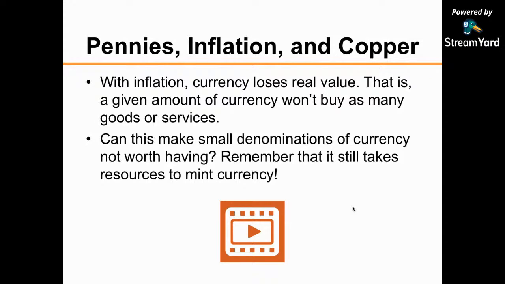And the question that they ask here, which is a question a lot of economists ask, and it's talked about in a lot of economics textbooks, in Freakonomics, the podcast, in a lot of different economics books, is should we make small denominations of currency go away? Are these small denominations of currency not worth having anymore? And are we just wasting our resources by minting currency? So that's the question I want to ask you guys and just kind of get your opinion.